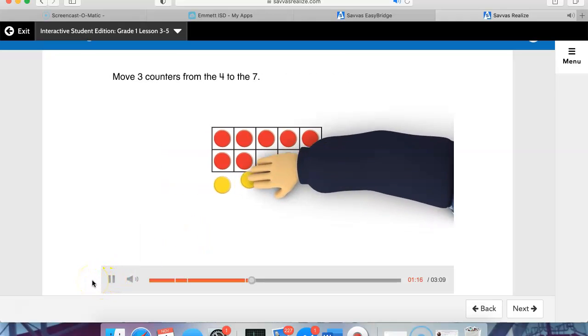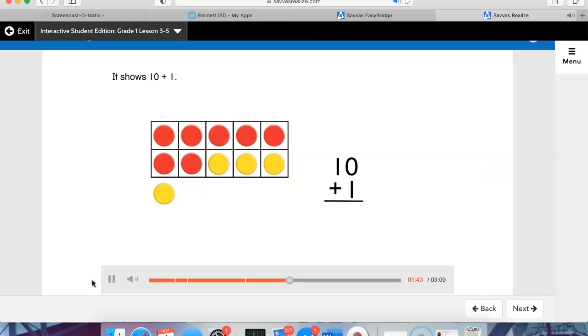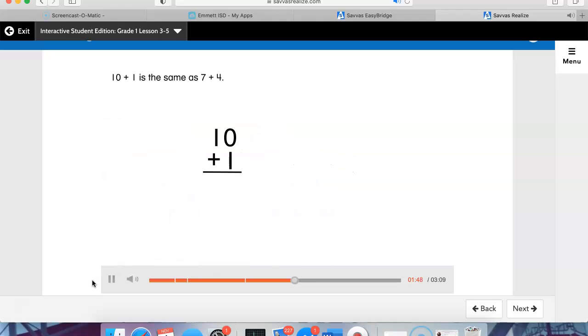Move 3 counters from the 4 to the 7. Now you have 10 and 1. Why is it helpful to make a 10 in the 10 frame? You know how to add with 10. What addition problem does the 10 frame show now? It shows 10 plus 1. 10 plus 1 is the same as 7 plus 4.